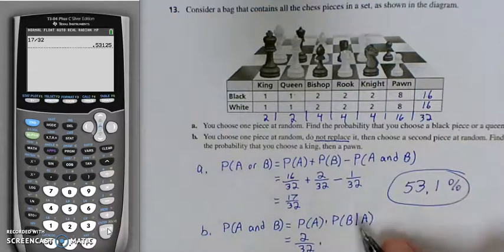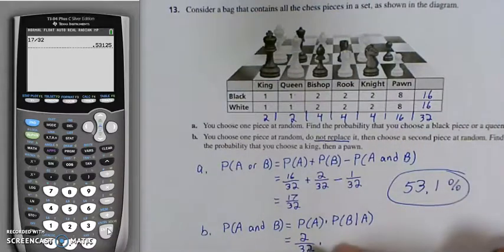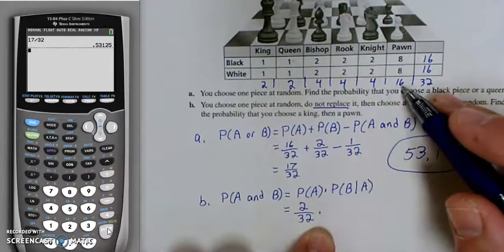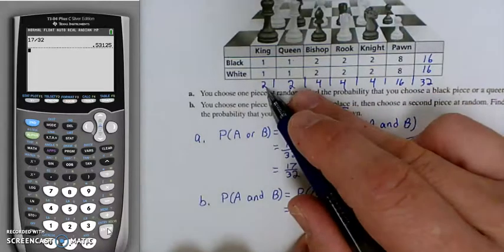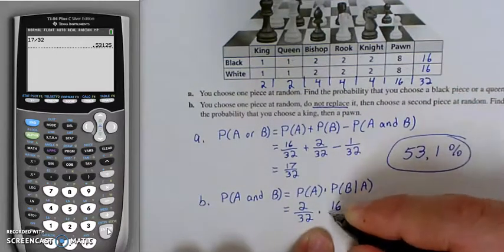Times. Now I'm going to consider the probability that I get a pawn if I already got a king on this first draw. Let's look at how many pawns there are. There will still be 16 pawns in there if I got a king on the first draw. 16 has not been impacted. We lost a king, not a pawn. So there are still 16 in the bag.